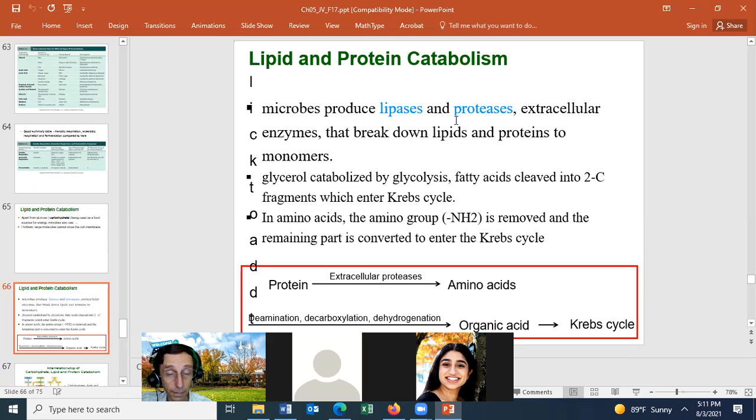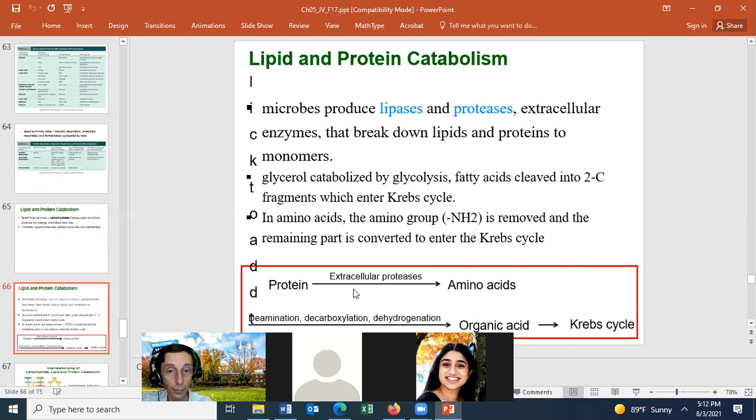Proteins are a little more difficult to metabolize. You have to remove the amino group, the ammonia, and then that will go into the blood, which will be collected by the kidneys, and then put into the urine. So you remove the amino group, and then you can metabolize the remainder of the molecule, depending on what the protein is and what the amino acid is.